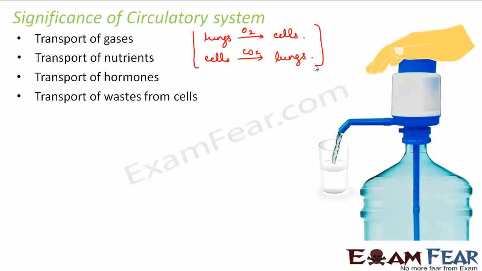Transport of wastes from cells. When we talk about wastes, you see that during digestion, there are so many waste products which are formed. For example, urea. So what do we do with that urea? That urea needs to be transported to the kidneys for excretion, because in the human body there is another system called the excretory system, which we will talk about after the circulatory system. So who will transport that waste product, for example urea, to the kidney? The circulatory system has to transport urea to the kidney, and then the kidney will take care of the excretion process.